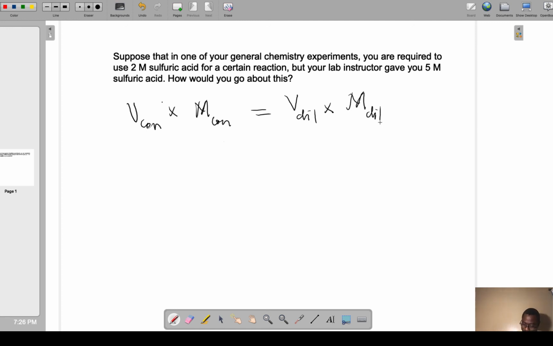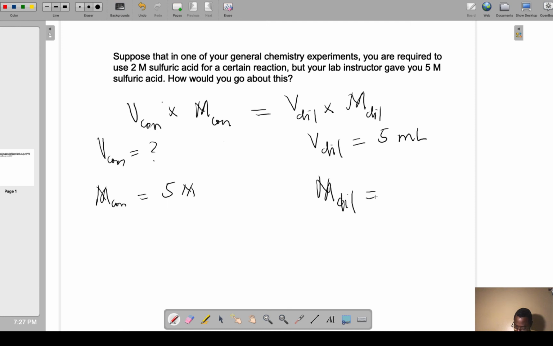Okay? Now volume of concentrated solution, we don't know. Molarity of concentrated solution, we know, which is 5 molar. Now, volume of dilute, we have decided that we want 5 milliliters. Then molarity of dilute is 2 molar. So we now have the 3 variables, so we just need to find the volume of the concentrated solution we need to take out from the concentrated solution and then prepare our 2 molar dilute solution. So let's solve for V con. So we say V con, since we don't know it, times 5 molar is equal to V dilute, which is 5 mils, times molarity of dilute, which is 2 molar.